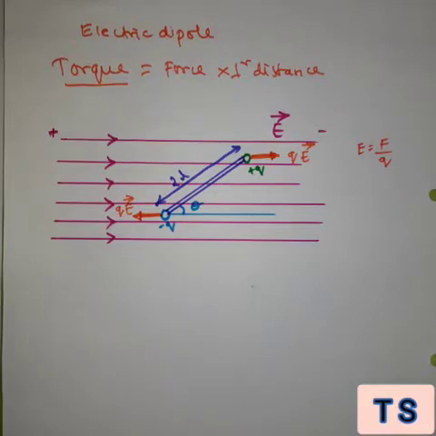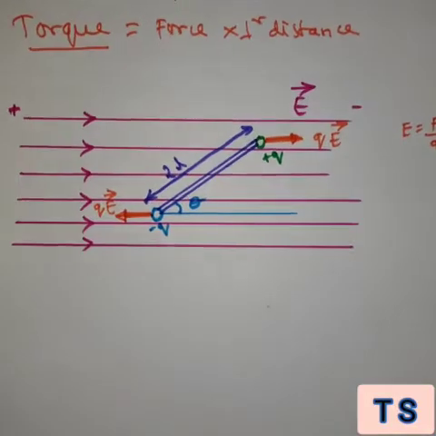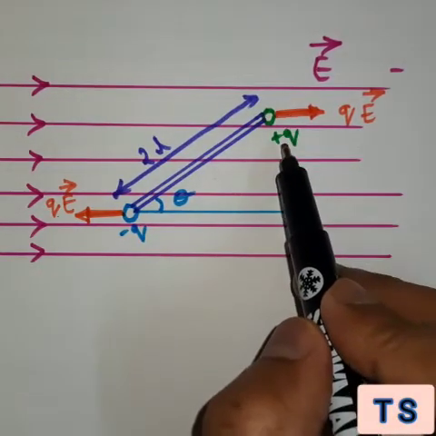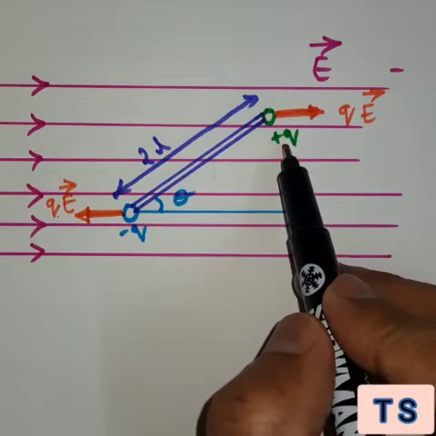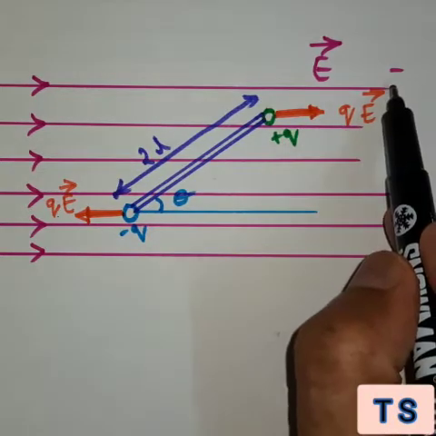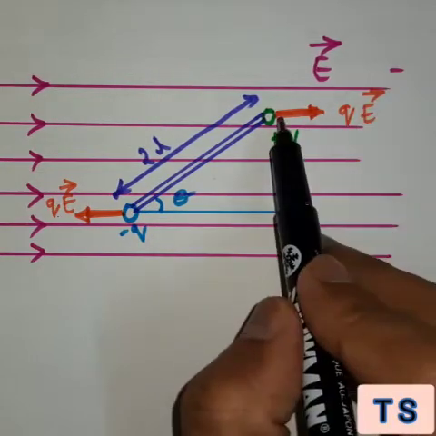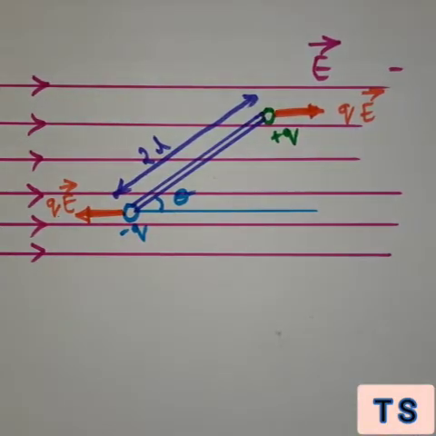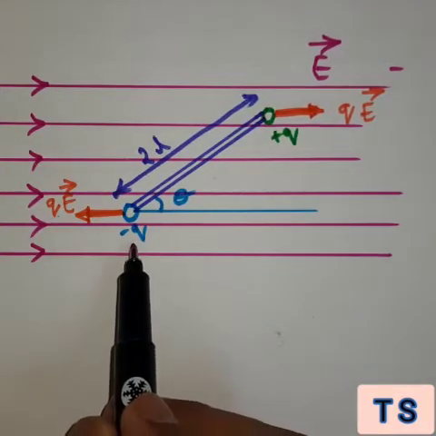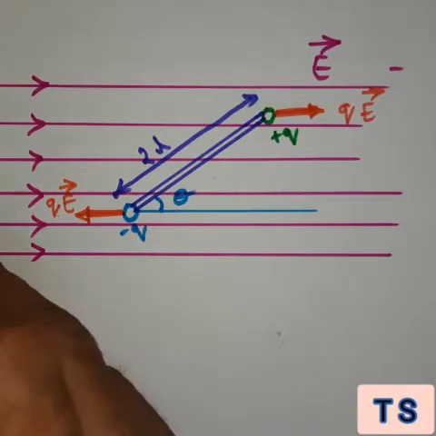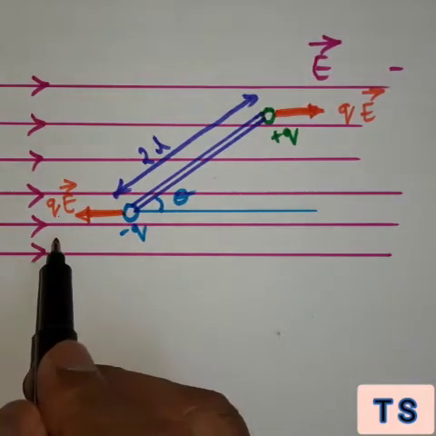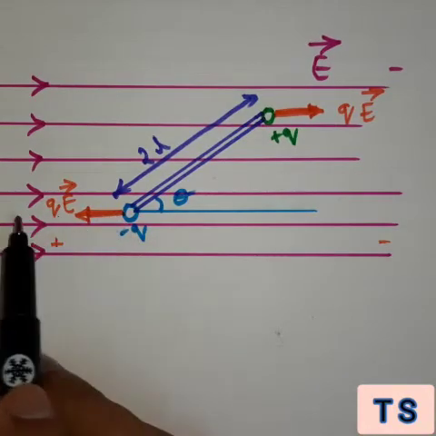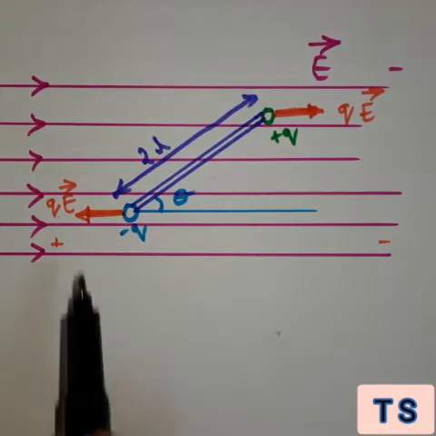Now if you look into the diagram properly, you will see that this plus q charge of the dipole will get attracted towards the negative side of the field, so it will start moving this side. And if I look at this particular charge, this is minus q, and this is the positive side of the field, because we know that this is positive and this is negative. It will get attracted towards the positive side of the field.